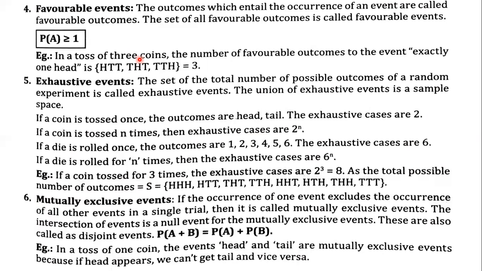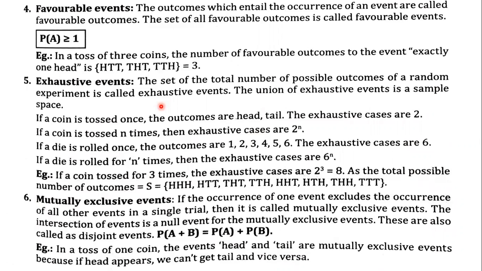Next, exhaustive events. The set of the total number of possible outcomes of a random experiment is the exhaustive event. This is something like a sample space. What all are the possibilities that can happen when I toss 3 coins together? We got 8 possibilities, right? So that can be the exhaustive events.